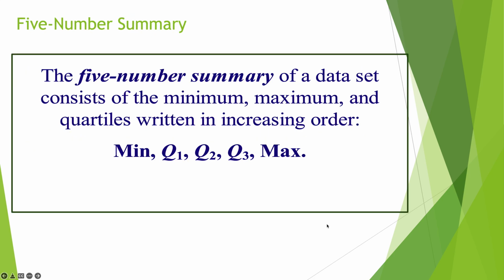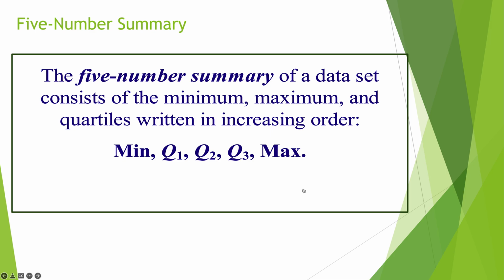A 5-number summary. You're going to get a minimum, a first quartile, a second quartile, which is also known as the median, and then the third quartile, and then the maximum. So here's how you find quartiles.